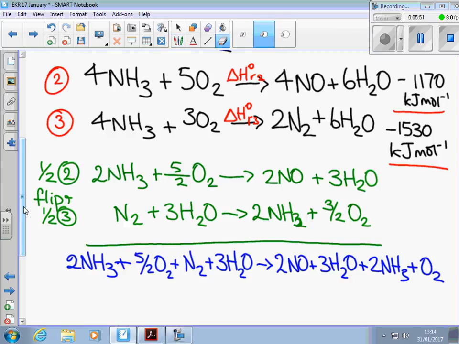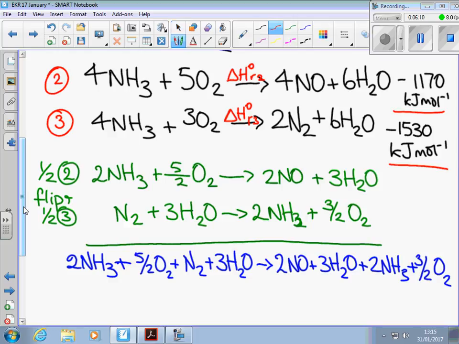Lost my fraction there, sorry. Let's redo that. 3/2 oxygens. I was just thinking that's not going to cancel out. Okay. If something appears on both sides, you can get rid of it, because if you put it in and you get it out, it didn't react.